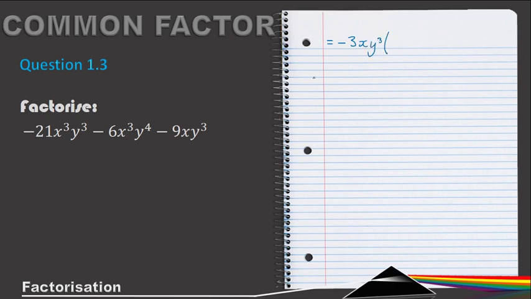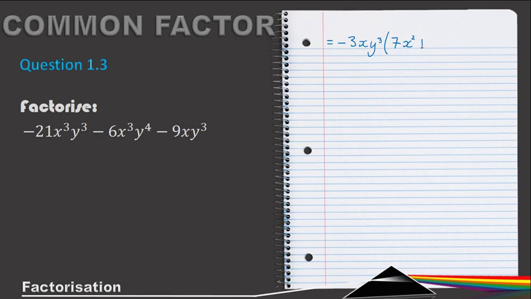We open our brackets. Then if I take out a negative, I can always think about it: if you take out a negative, just change the sign. So this is just going to become a positive. And then 21 divided by 3 is 7. We took out 1x, so we're left with x squared. And we took out y to the power of 3, so this term's y is gone.